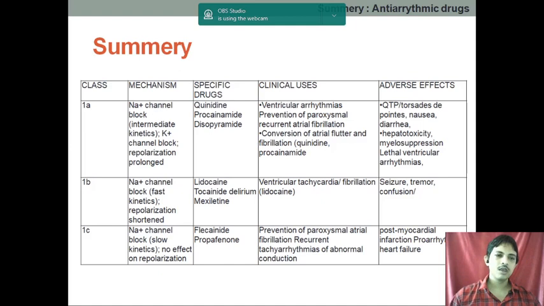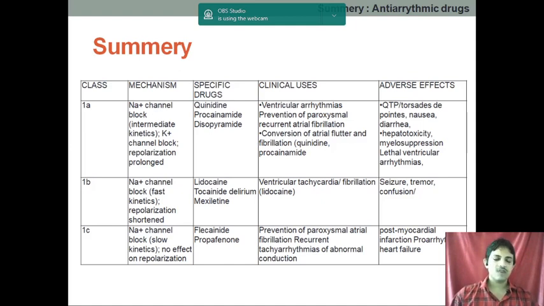1B, again, is a fast kinetic sodium channel blocker; repolarization is shortened, and lidocaine is this type of drug. In case of ventricular tachycardia or fibrillation, these drugs can be used. Tremor and confusion are some of the adverse effects associated with this type of drug.